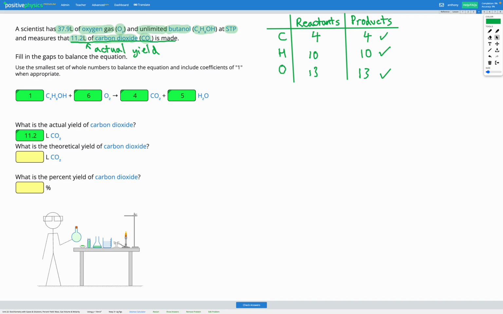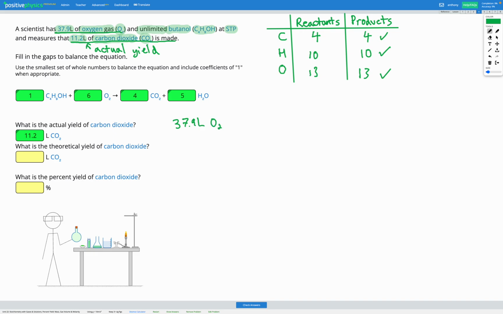For our theoretical yield, we're going to have to use stoichiometry to figure out how much carbon dioxide we should have gotten if all 37.9 litres of oxygen gas reacted fully with unlimited butanol. So let's go ahead and do our dimensional analysis table. We're starting with 37.9 litres of oxygen gas.